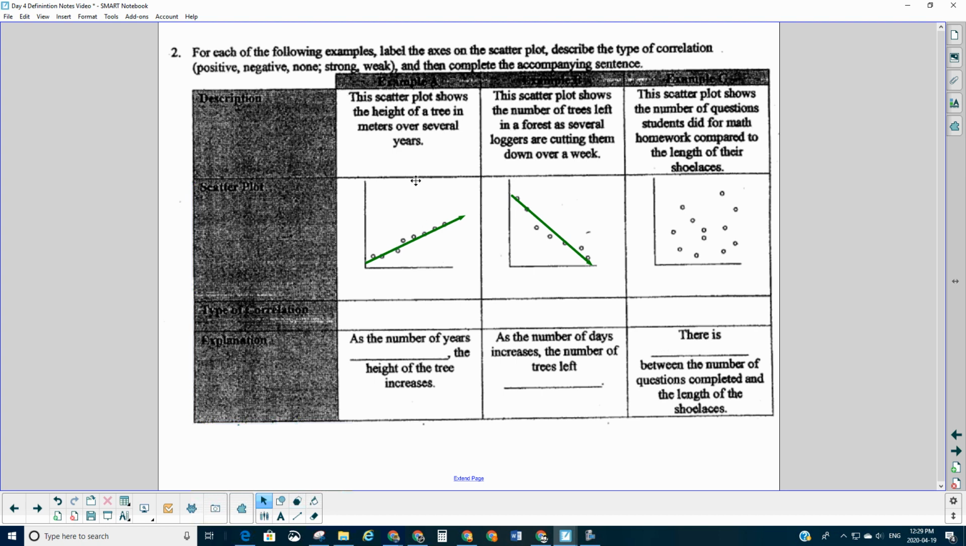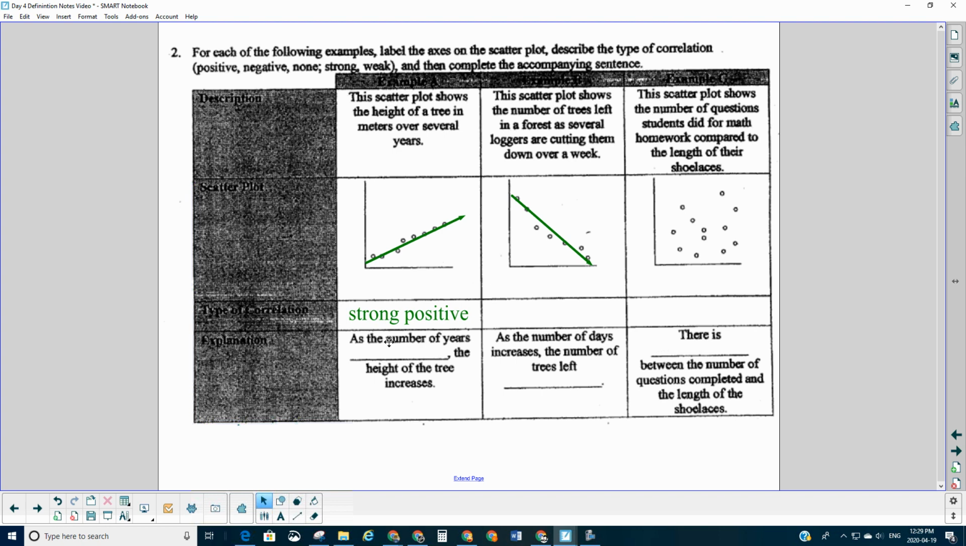So this one is the height of a tree over several years. First off, is it a positive or negative correlation? Well, it's going up, so I would say it's positive. And would you say it's strong or weak? Personally, I would say it's strong because all the points are close to it. So I would say it's a strong positive correlation.